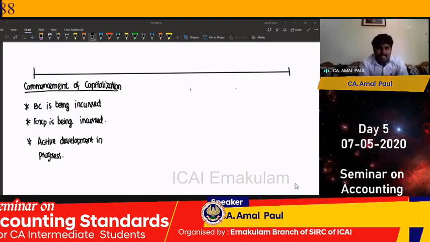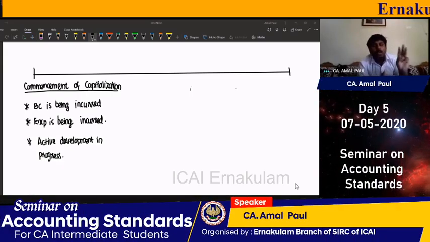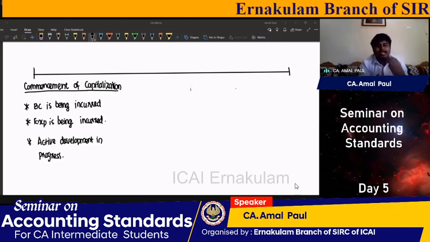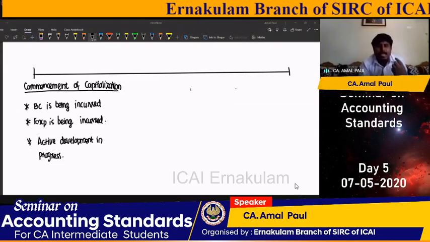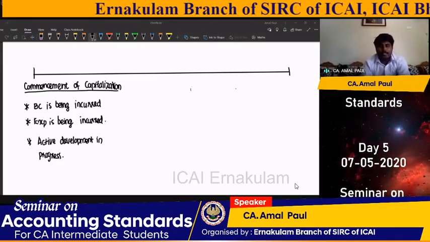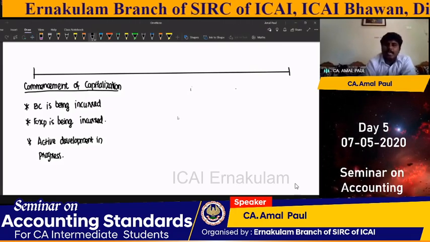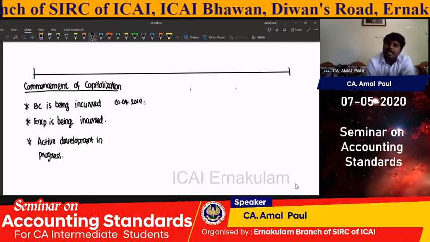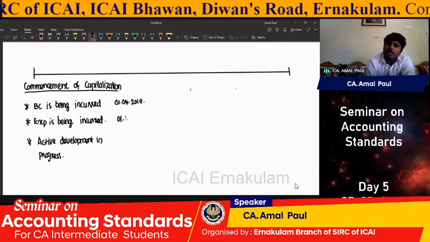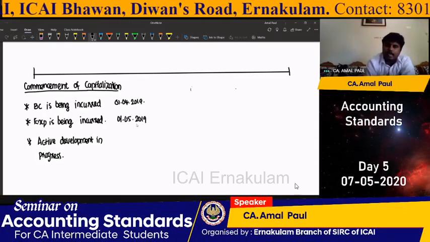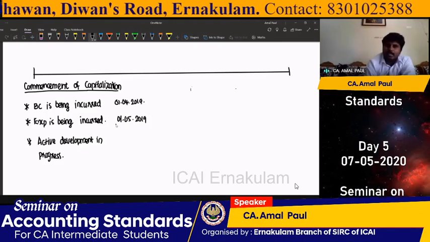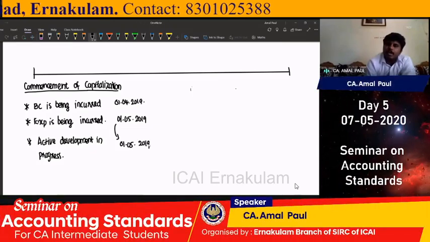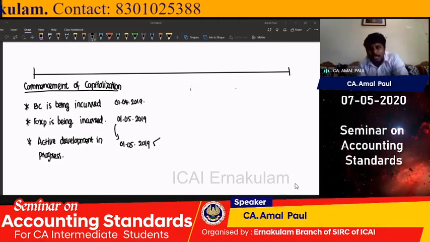Okay, you are having three conditions. The date on which all these three conditions are being satisfied is known as the commencement of capitalization. For example, you had taken a loan on 1/4/2019, but construction had started only on 1/5/2019. Then construction you had started, active development is also in progress. So on this date only you can capitalize.